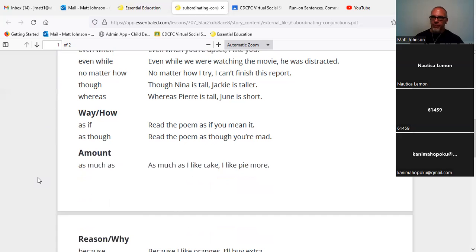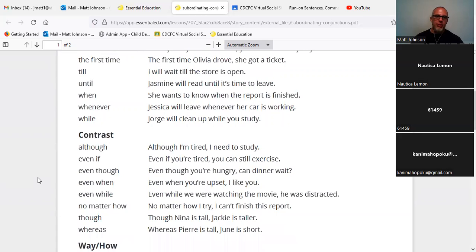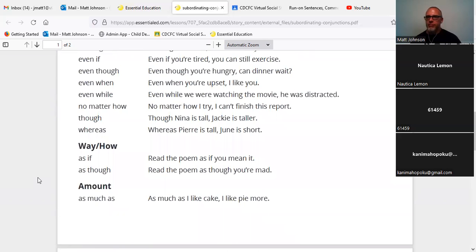Way and how. So again, much like time and when, or time and place: as if, as though, right? Read the poem as if you mean it. Right. So if I just said as if you mean it, not a complete sentence. As though you're mad, not a complete sentence. So read the poem as if you mean it. Read the poem as though you're mad. Amounts.